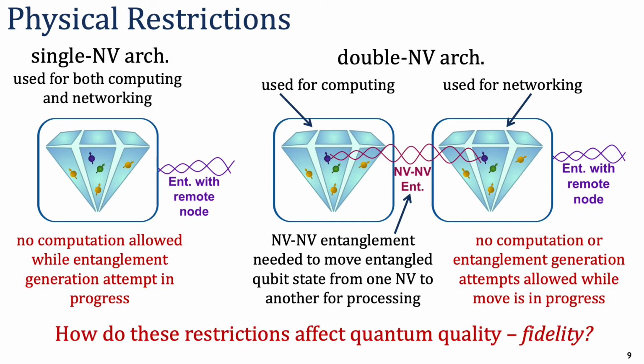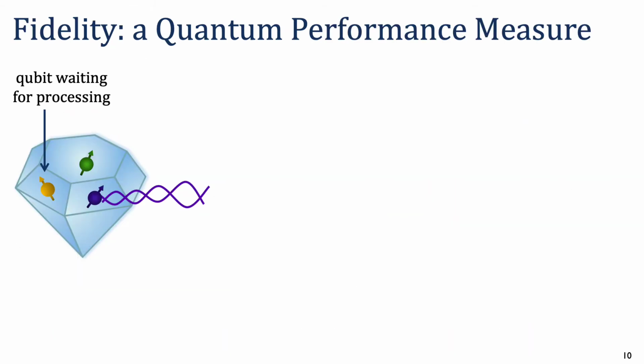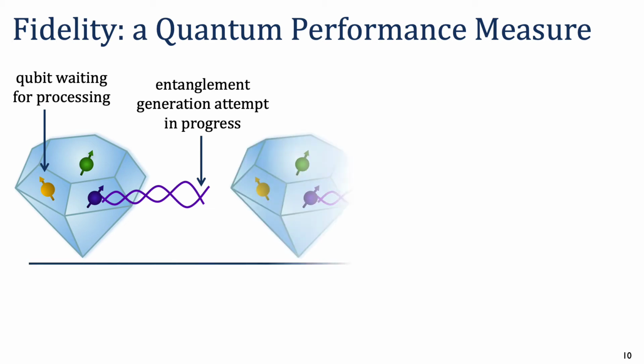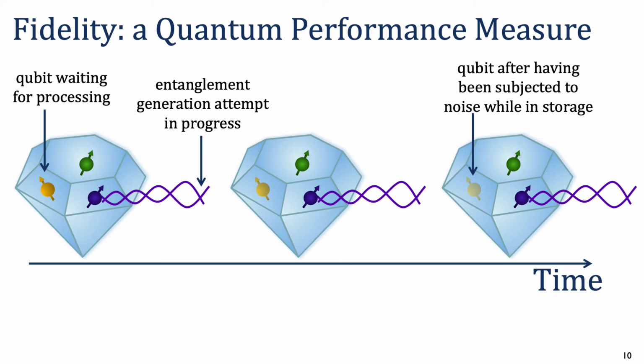This quantum quality, also known as fidelity, is the main focus of our work, so now is a good time to talk more about it. To give you a better understanding of fidelity, let's look at what happens to a qubit as it awaits processing in the NV. In this example, the qubit is waiting for entanglement generation to complete before it may get serviced. Since storage is not perfect, after some time, the effects of noise degrade the quality of the state stored in this qubit. As you can imagine, the quality of computation on this decoherent qubit will not be the same as it would have been had the qubit not experienced all this noise.